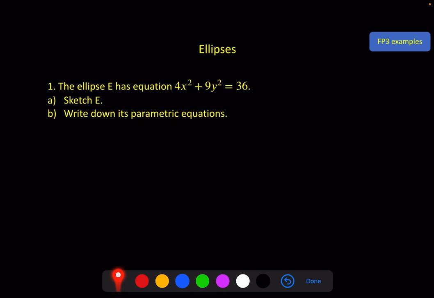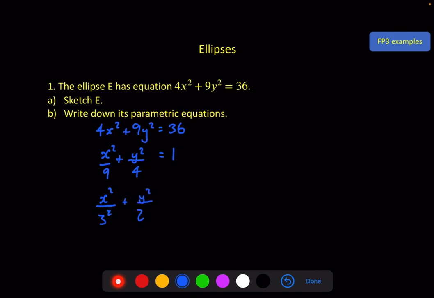Okay, we'll start off with some very simple examples, just using the equation here. We need to sketch E, where E is the ellipse with this equation. So normally I would recommend to put it into the Cartesian form. So we've got 4x squared plus 9y squared is equal to 36. For an ellipse, we always want a 1 on the right hand side, so divide everything by 36. We get x squared over 9 plus y squared over 4. And of course, you can connect this now with a 3 squared and a 2 squared, which tells you A is equal to 3 and B is equal to 2.